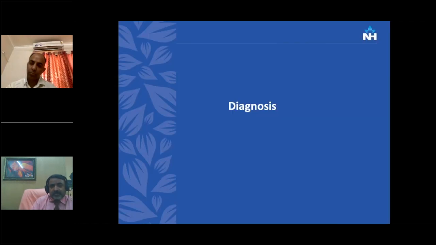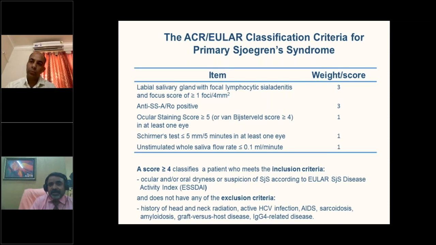How to diagnose? This is the ACR-EULAR classification criteria for primary Sjogren's syndrome, and the inclusion criterion is objective evidence of ocular or oral dryness, or suspicion of primary Sjogren's syndrome on the basis of keratoconjunctivitis sicca, early loss of teeth, or xerostomia. In those patients, we should rule out history of previous head and neck radiation because radiation can lead to secondary Sjogren's syndrome. Active HCV infection, AIDS, and sarcoidosis can present as sicca symptoms. Amyloidosis, graft versus host disease, and IgG4 disease are close mimickers of primary Sjogren's syndrome.